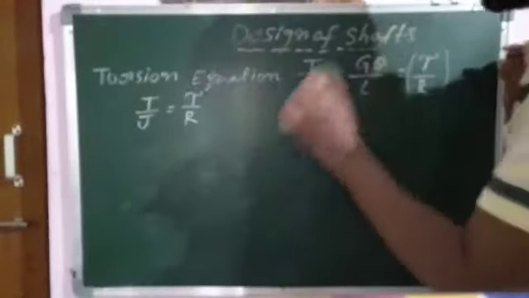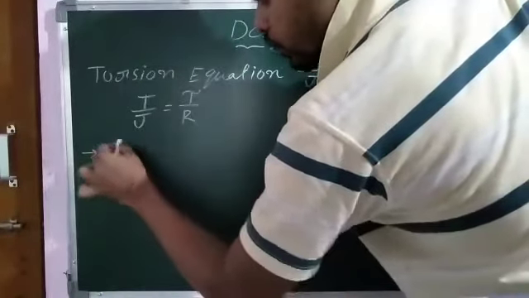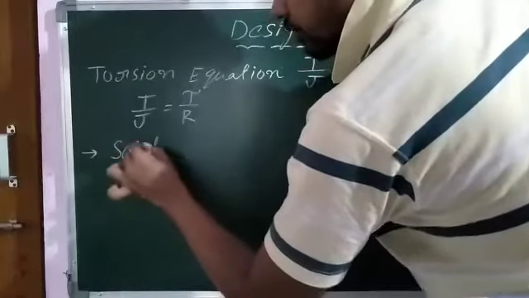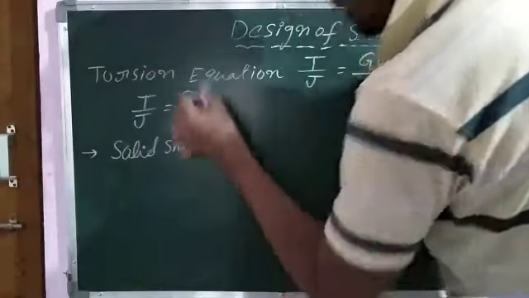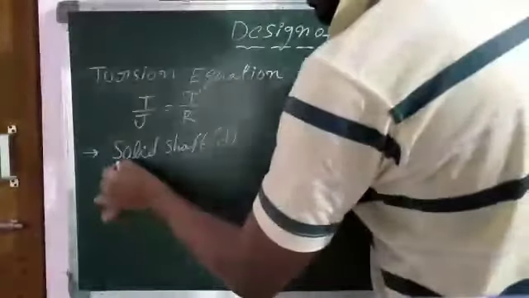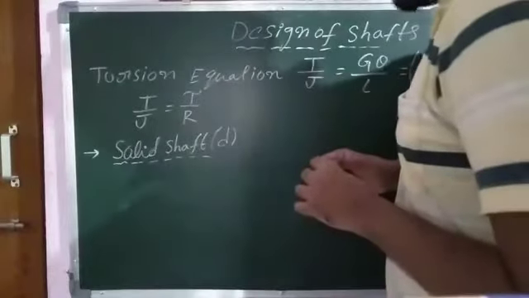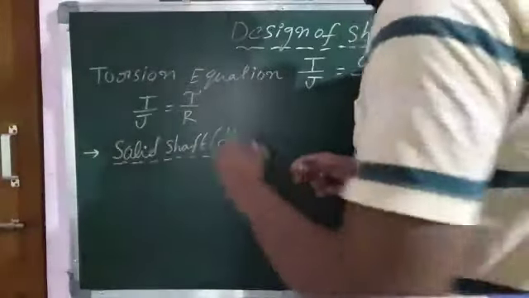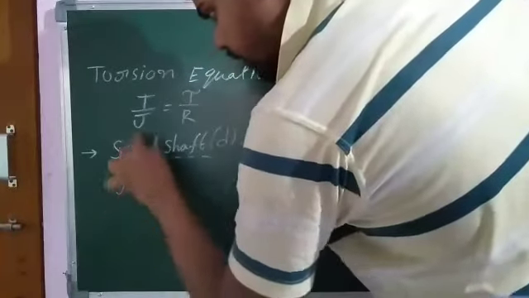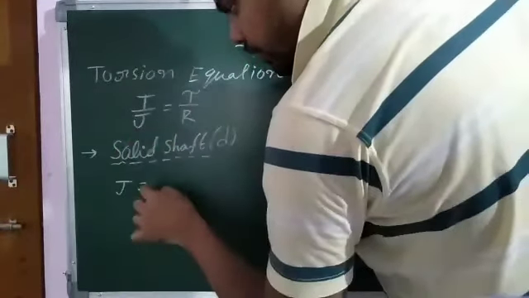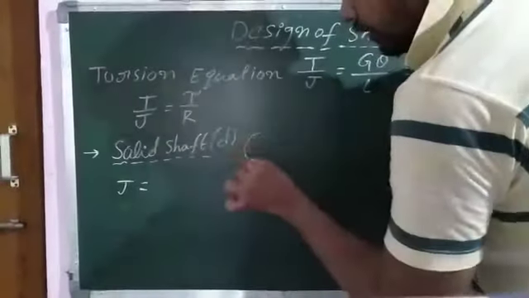First of all, let us consider the shaft is a solid shaft, with diameter small d. Now let us try to derive the relation. Here J represents polar moment of inertia. So, the polar moment of inertia for a circular cross section, let us say the shaft is a circular shaft.